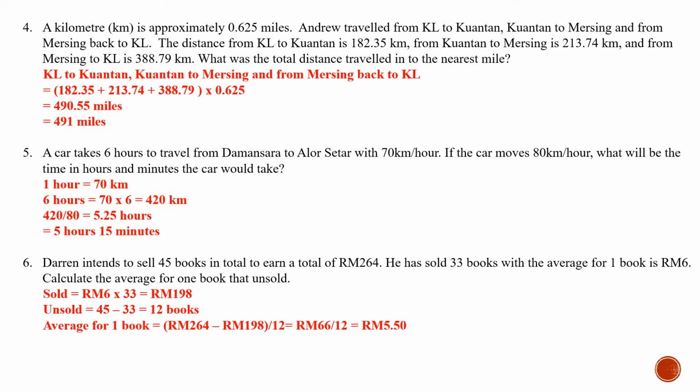Always, if they ask you to change it to hours and minutes, the first part is always in hours. The second part is still in hours. That's why you have to times by 60. So 5 hours, you take 0.25 times 60, and you'll get it in hours and minutes.